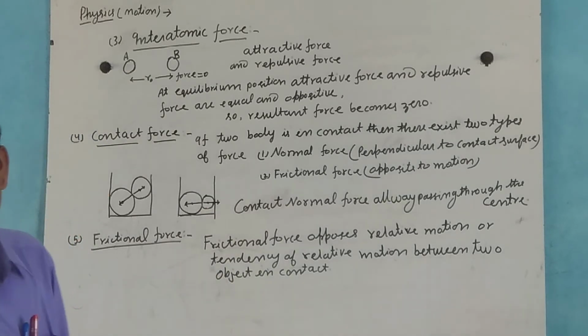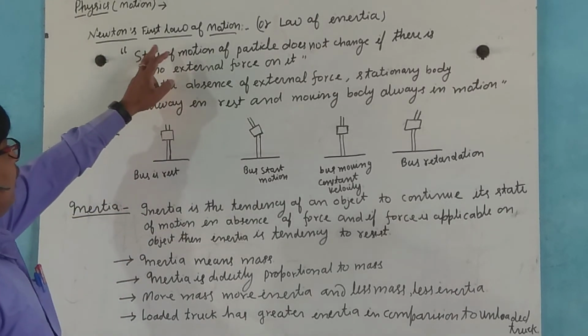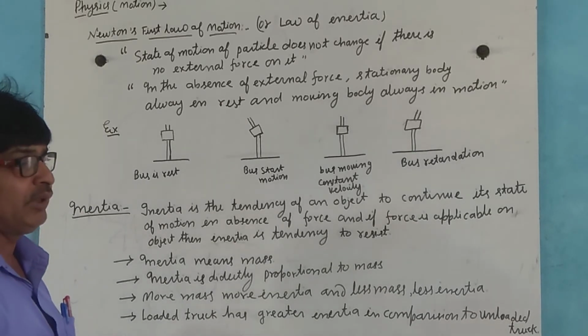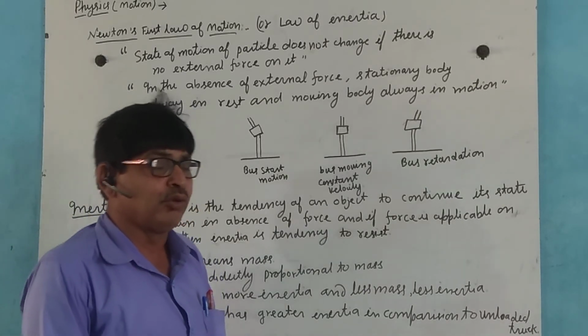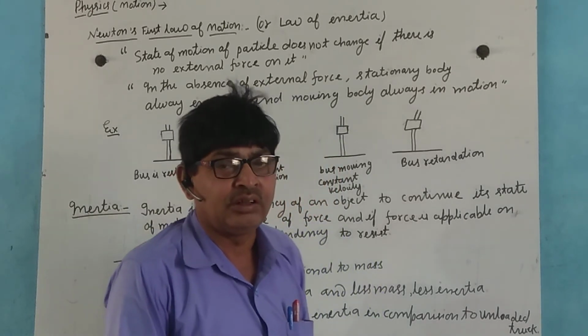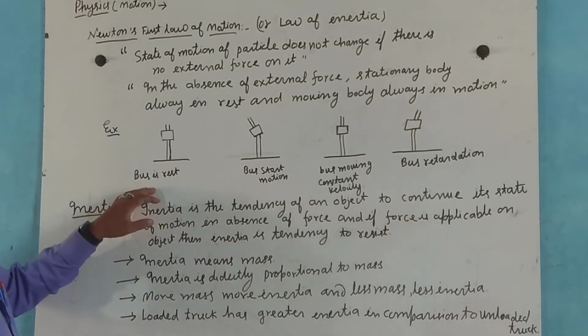Now, Newton's first law of motion, it is also known as the law of inertia. State of motion of a particle does not change if there is no external force on it. It means that in the absence of external force, the moving body is always moving and the stationary body is always at rest.